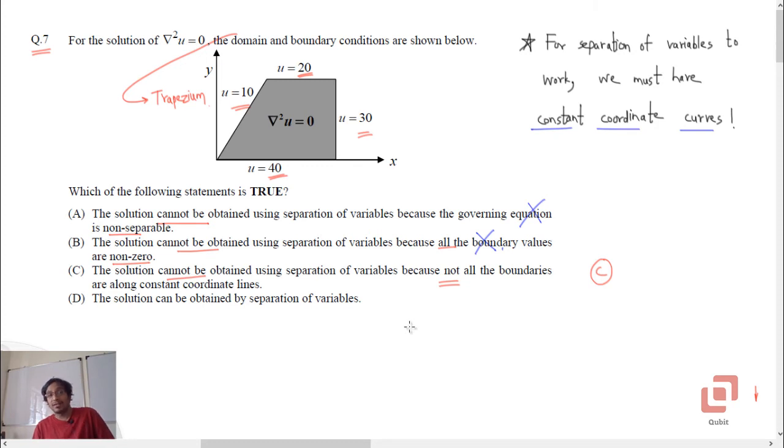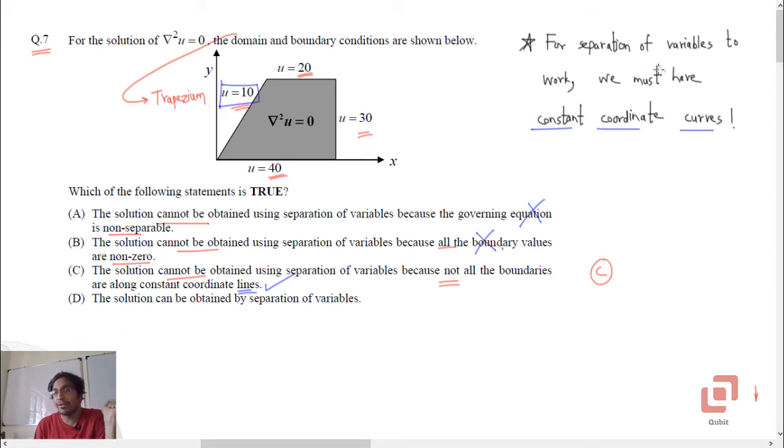So the answer to this question is you cannot solve it by the separation of variables because of this boundary u equal to 10. Now this boundary is not along a constant coordinate curve, or in this case, because we are in Cartesian coordinates, constant coordinate lines. Because of this inclined boundary, we cannot solve it with the help of separation of variables. So please remember this.